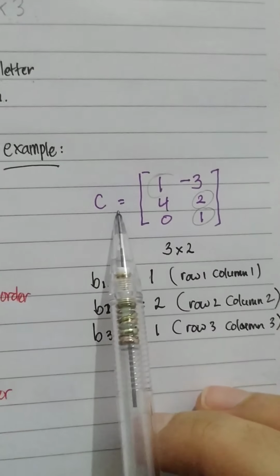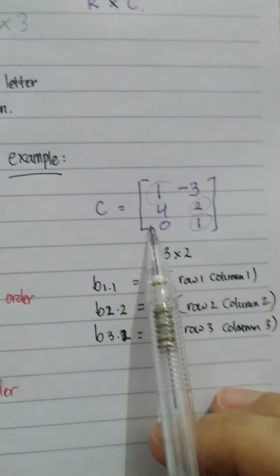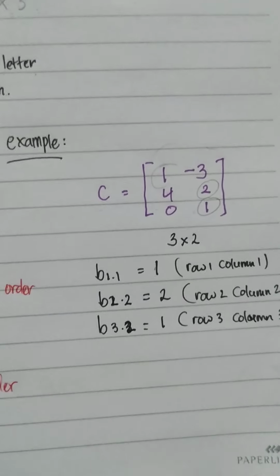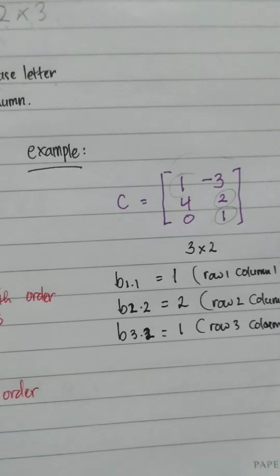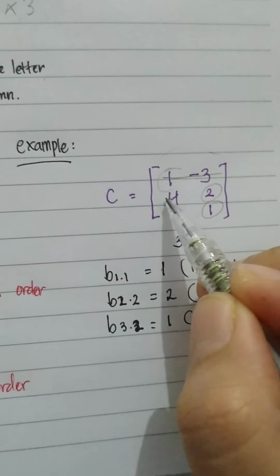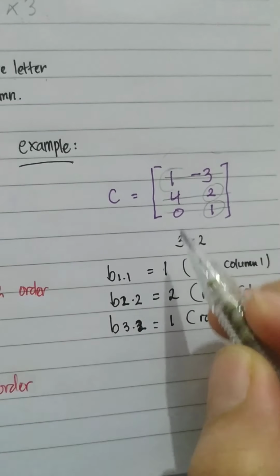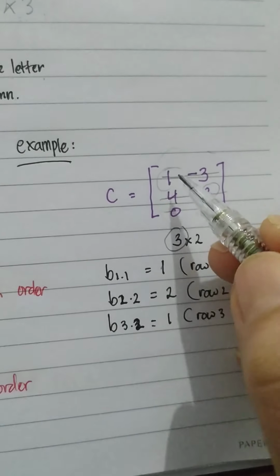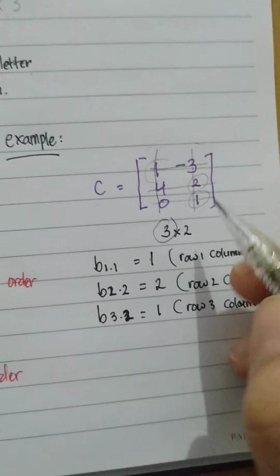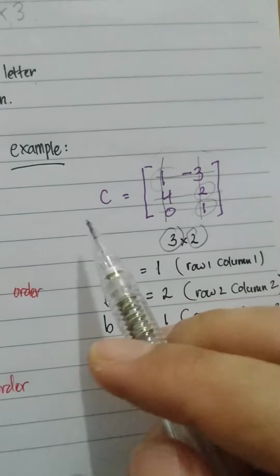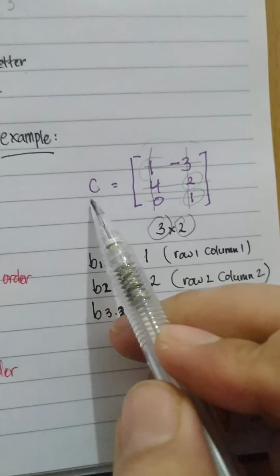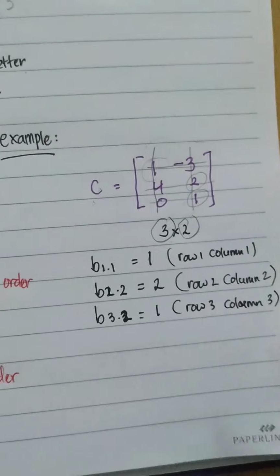I have an example here, matrix C with these elements, as you can see here. If I'm asking what is the dimension of this matrix, let's count: first row, second row, third row. So there are 3 rows, and then how many columns? 1, 2. So there are 2 columns. So the order of matrix C, dimension of matrix C, size of matrix C is 3 by 2.